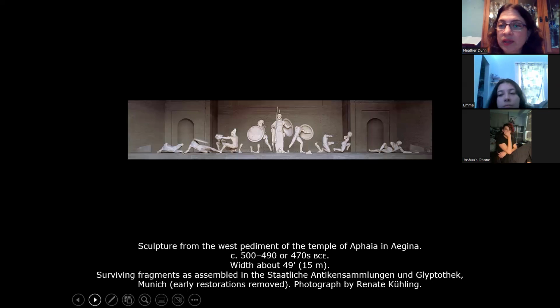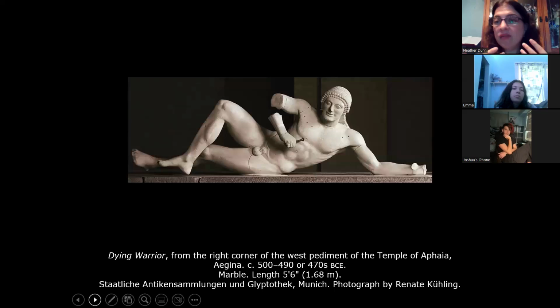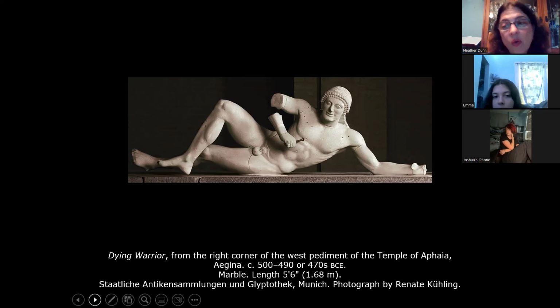And this temple is really an interesting temple to study the art from, because we see that it is really a transitional piece of architecture. So the way the figure is carved really changes from the west side, the older, to the newer, the east side. So here we have the west side of the dying warrior, and we date this to circa 500 to 490 or possibly the 470s.